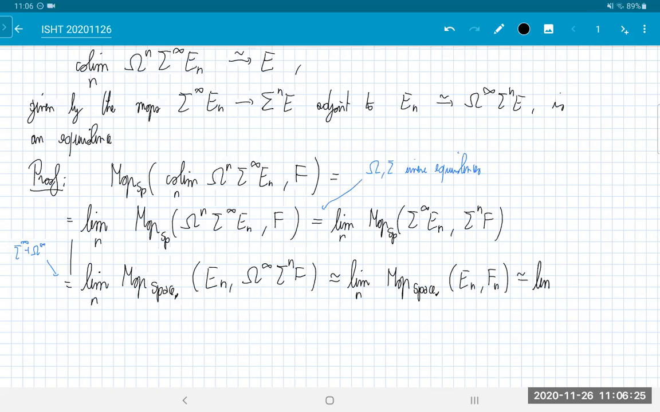And this, oh, sorry, no limit anymore. And this is, well, actually, it's the definition of maps in spectra from E to F. That's true for every F. So when a map induces an equivalence of mapping spaces for every F, then it is an equivalence. This is just, if you want, a tautological statement, but it's good to have it written down.